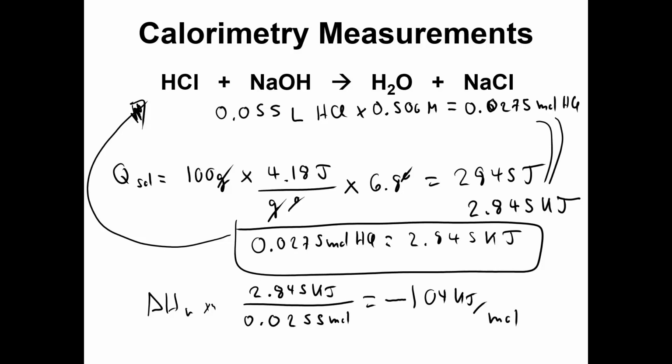So this is of course Q for the solution, for the water, right? So that's going to be a positive number. But what I need to do is change that to a negative number, because the heat absorbed by the water is the heat given off by the reaction. So I needed to put a negative value in there, right?